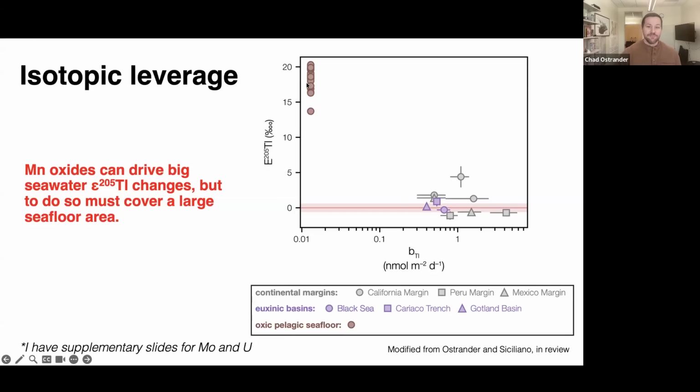This sink would be much more impactful, with much more isotopic leverage, if it buried thallium much more quickly. For example, if oxic sediments were a really efficient thallium removal mechanism, they could drive really large seawater differences, even if they covered small areas of the seafloor. Perhaps there was a time in the past when that did happen, but in the geologically recent past, it's probably unlikely.